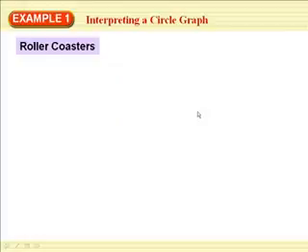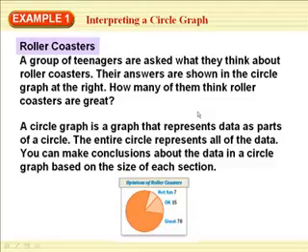Interpreting a circle graph. That means how you are going to look at it, read it, and answer questions from it. A group of teenagers were asked what they think about roller coasters. Their answers are shown in the circle graph at the right, which I think is at the bottom of that page. How many of them think roller coasters are great? The circle graph is a graph that represents data as parts of a circle. The entire circle represents all of the data. You can make conclusions about the data in a circle graph based on the size of each section.